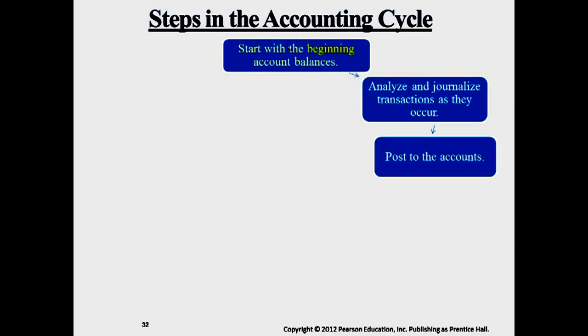So we start from all the accounts' beginning balance, and then as transactions happen on a daily basis, we analyze and journalize these transactions. Then immediately we will post them to T accounts. In a journal you see all the activities as a chronological record. In the ledger you see them organized by accounts. So it's easy to see what happens on a specific day when you go over the journal. It'll be easy to see account changes if you go over the T accounts, the ledger.